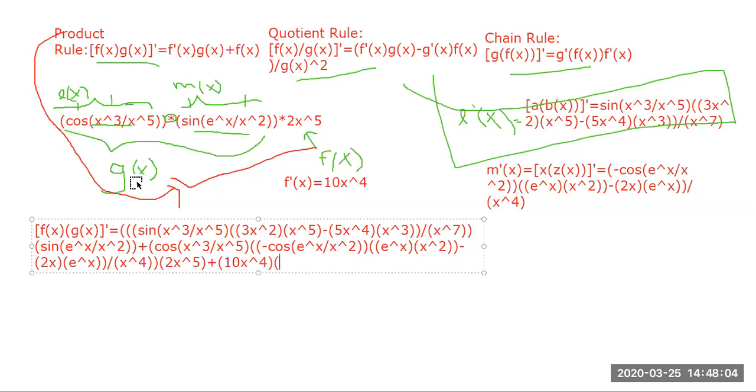and multiply that by our original g of x, which is cosine x to the third divided by x to the fifth times sine e to the x divided by x to the second, and voila.